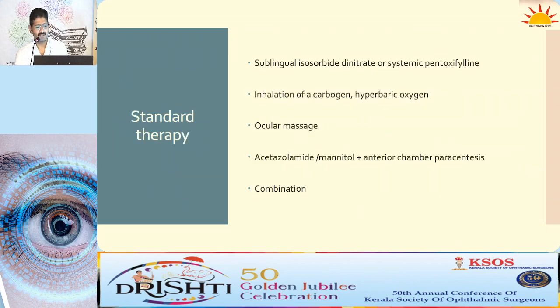So for the acute management, the standard therapy that we usually follow is you can give sublingual isosorbide dinitrate or systemic pentoxifylline. You can give even inhalation of carbogen or hyperbaric oxygen, ocular massage either with the lids closed or with the gonio lens, and acetazolamide and mannitol with AC paracentesis. A key point to remember with the paracentesis: unlike in surgery when we do a gradual one, here the paracentesis should be rapid. The goal is to create a sudden decompression, and most of the time you have to use a combination of these therapies.